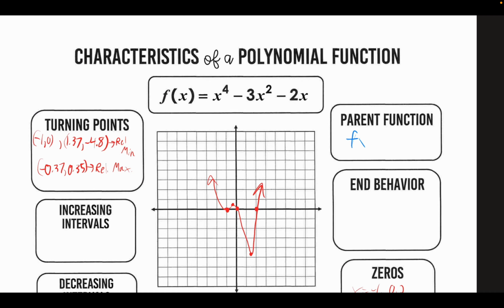So the parent function is f of x equals x to the 4th, and the end behavior is that as x approaches negative infinity, or forever left, f of x approaches positive infinity, and as x approaches positive infinity, f of x again approaches positive infinity.